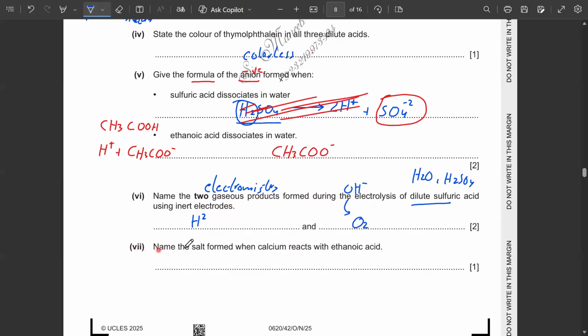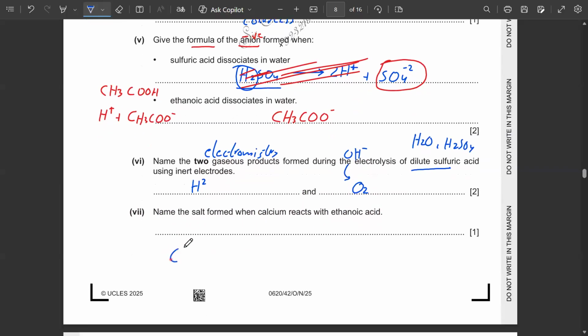Then part 7, name the salt formed when calcium reacts with ethanoic acid. You need to name the salt. So this is ethanoic acid, CH3COOH, and this is calcium. So we remember there is always the formation of a salt plus hydrogen gas as a reaction of the metal with acid. So the salt in this case will be a combination of this Ca and displacement of the hydrogen.